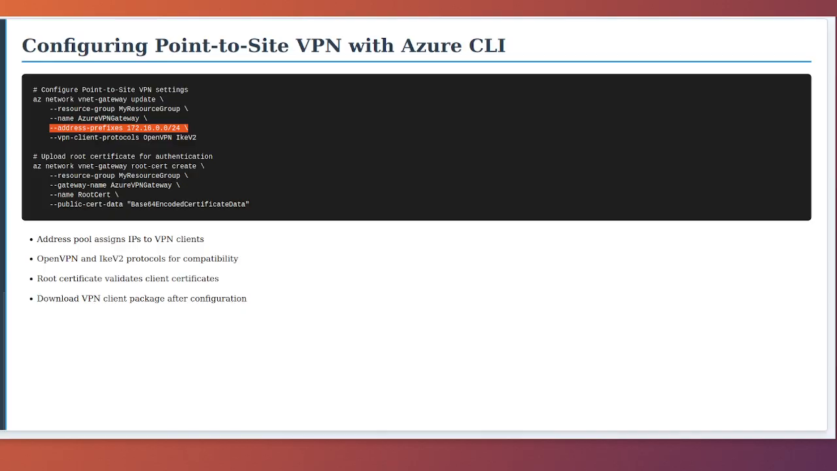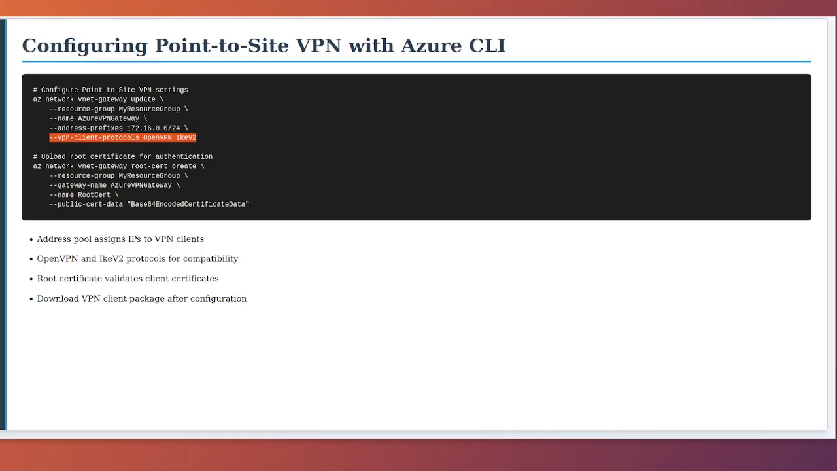The VPN client protocols parameter specifies which VPN protocols clients can use to connect. In this example, both OpenVPN and IKEv2 are enabled. OpenVPN is a modern, flexible protocol that works across most platforms and can traverse firewalls easily. IKEv2 is the Internet Key Exchange version 2 protocol, which is particularly efficient for mobile devices, as it handles network changes well when switching between Wi-Fi and cellular connections. Supporting multiple protocols ensures compatibility with various client operating systems and use cases.